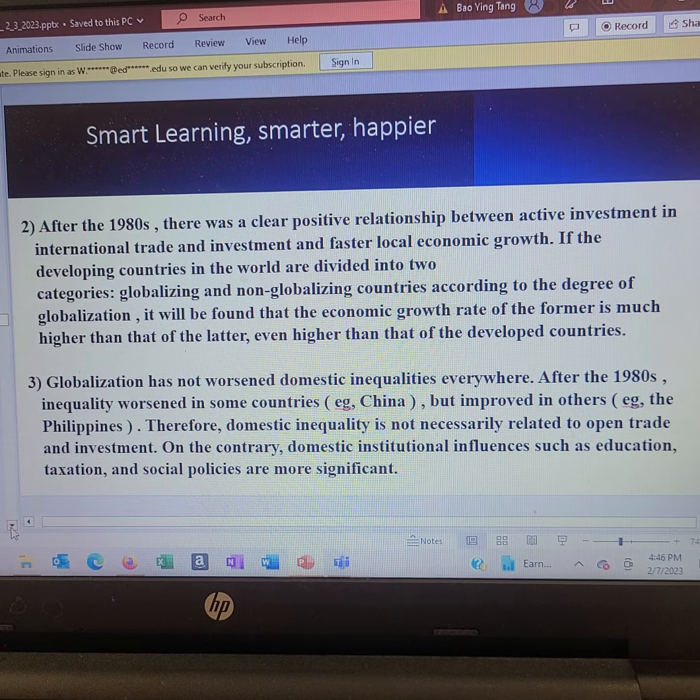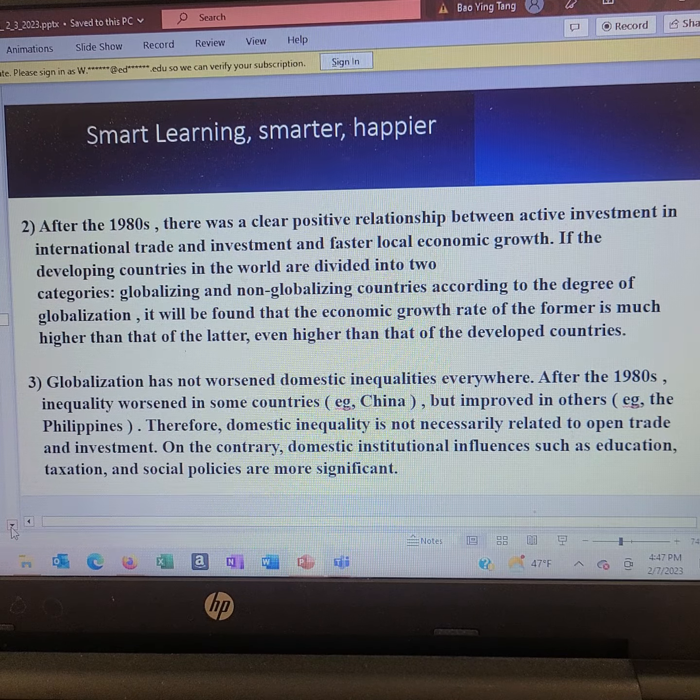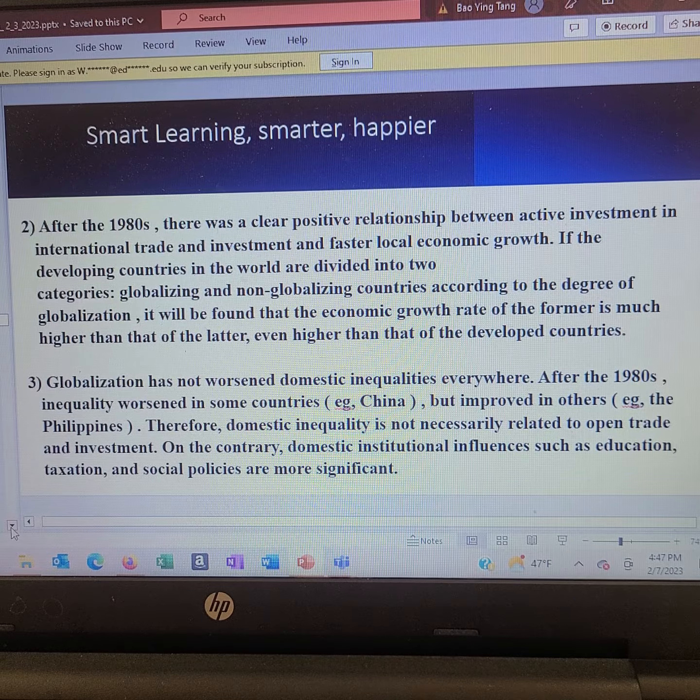Third, globalization has not worsened domestic inequality everywhere. After the 1980s, inequality worsened in some countries, for example China, but improved in others, for example the Philippines. Therefore, domestic inequality is not necessarily related to open trade and investment. On the contrary, domestic institutional influences such as education, taxation, and social policy are more significant.